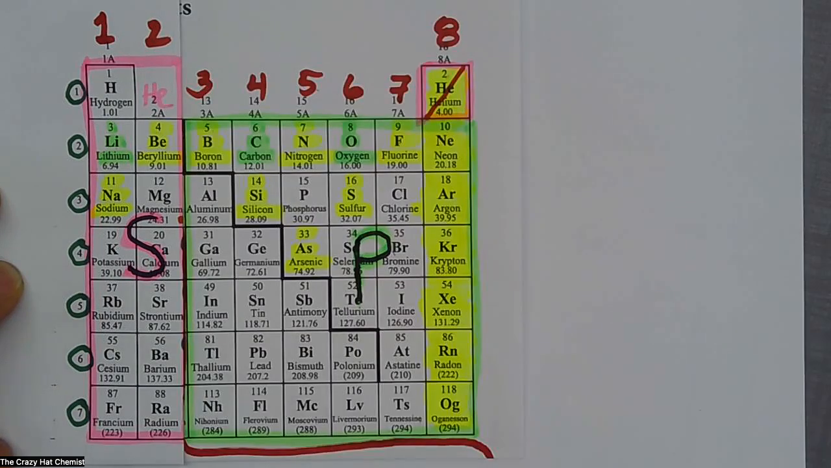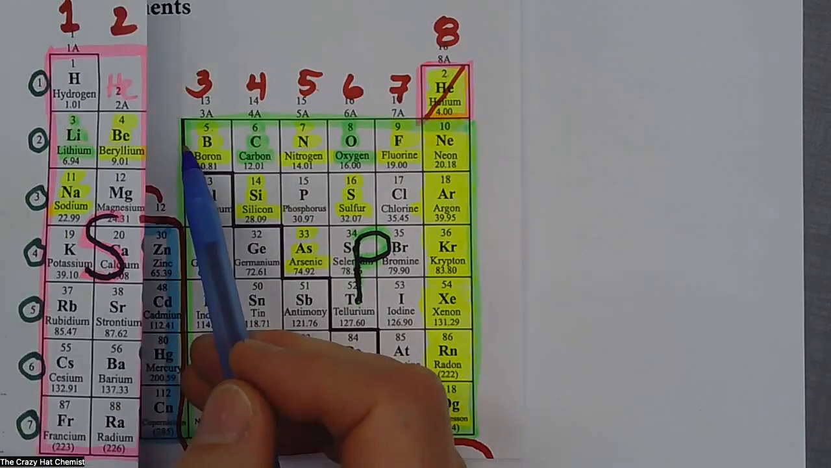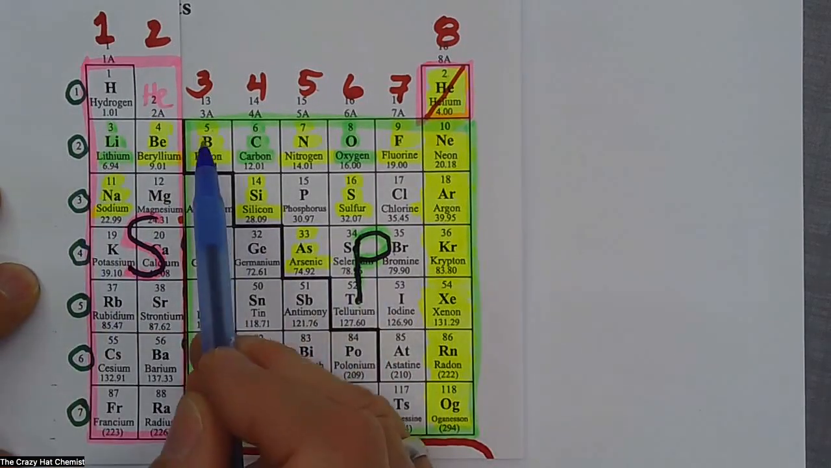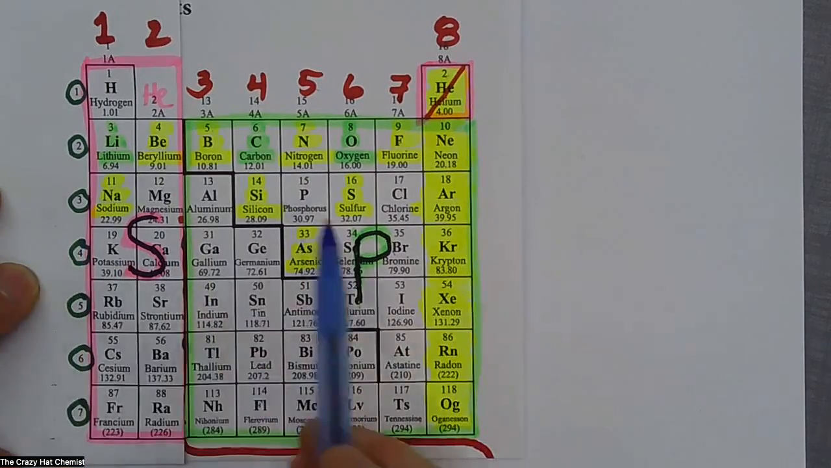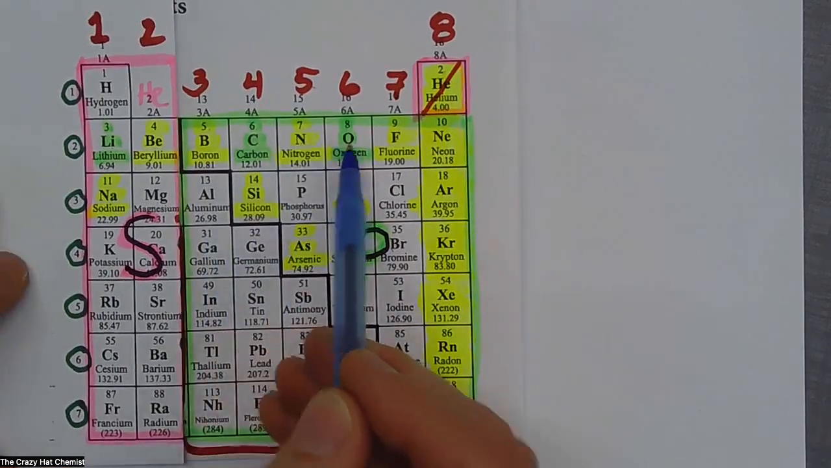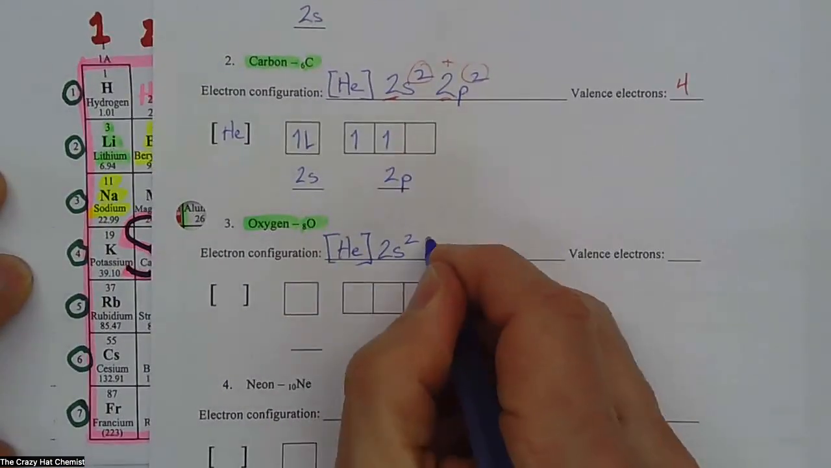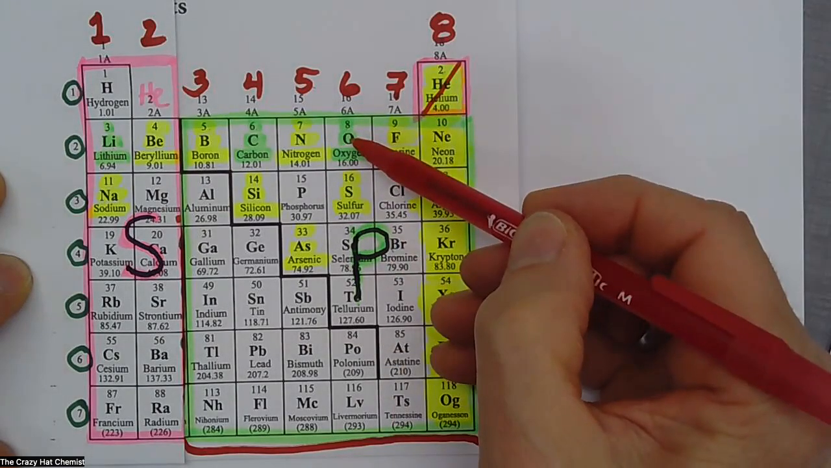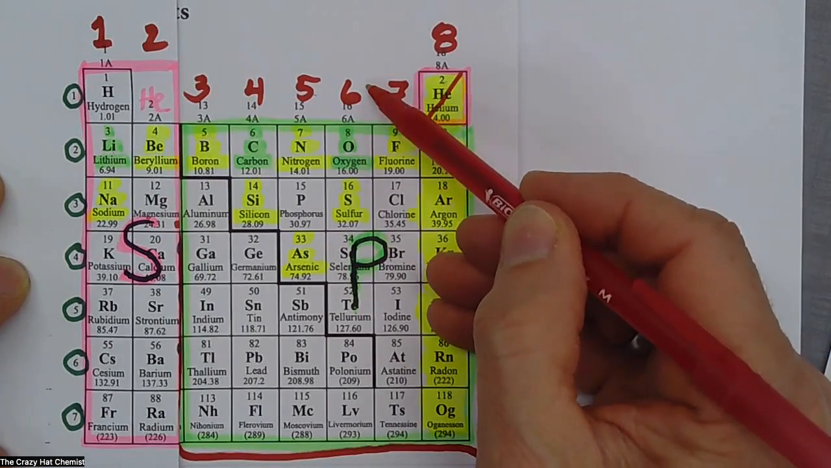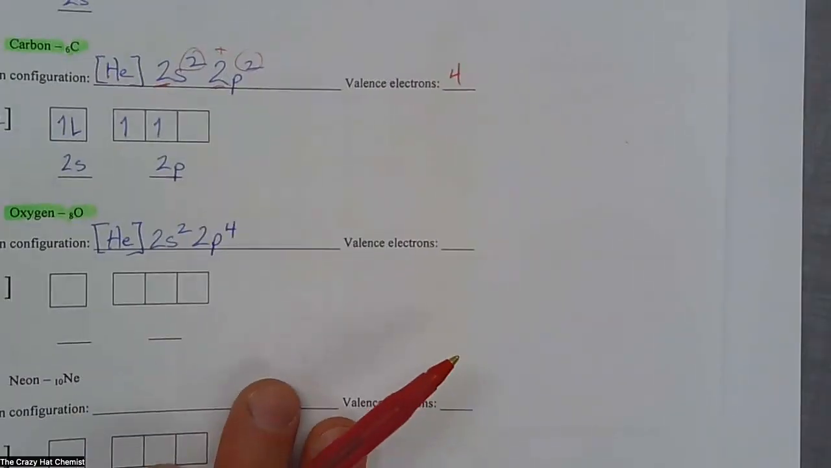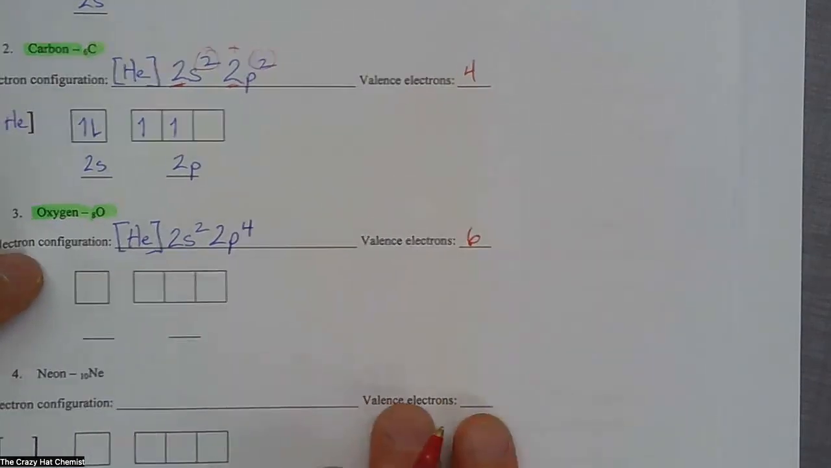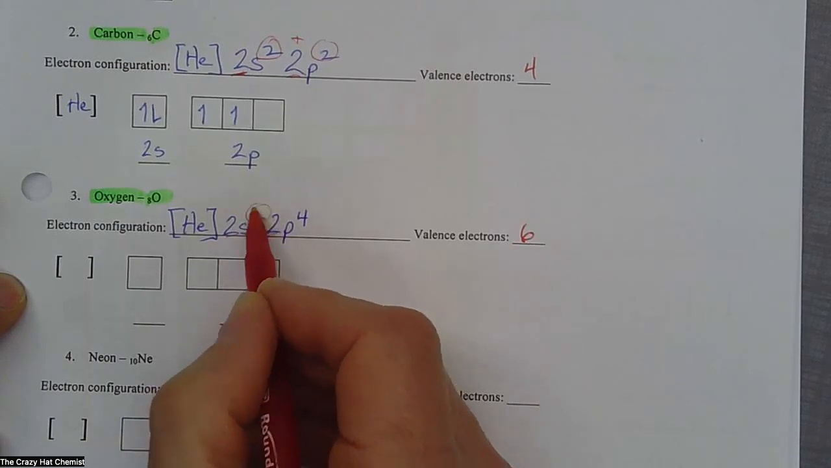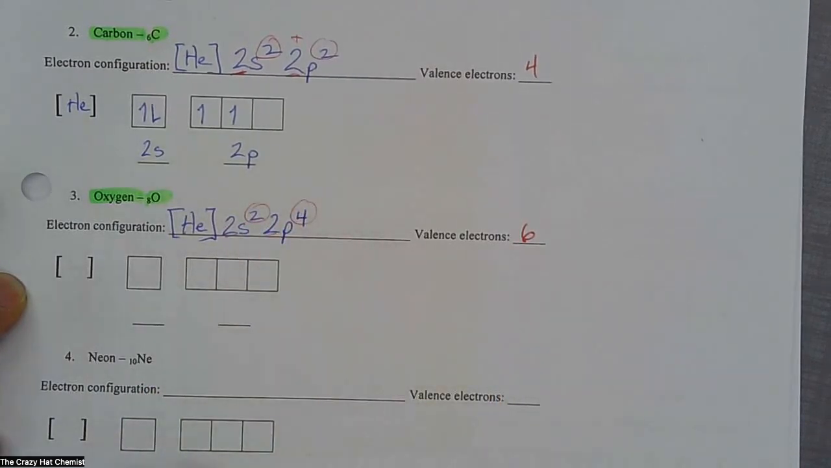Perfect. Then after that, since there's this break, but yet it's the same floor of 2, 2p, 1, 2, 3, 4. So I'm going to write that down, 2p4. If I look on my periodic table, above oxygen is the red number 6. That's 6 valence electrons, and I can verify that by adding the largest principal quantum number 2 and 2, so 2 plus 4.